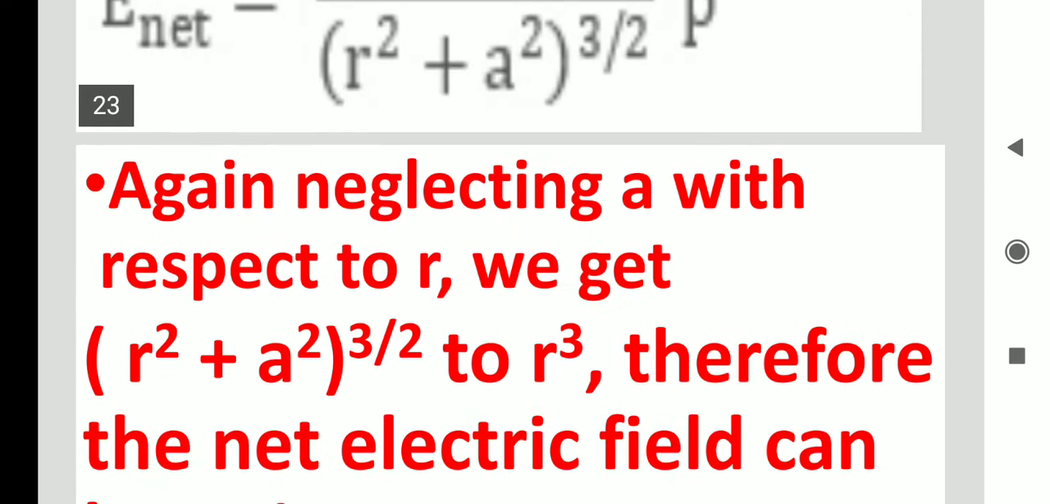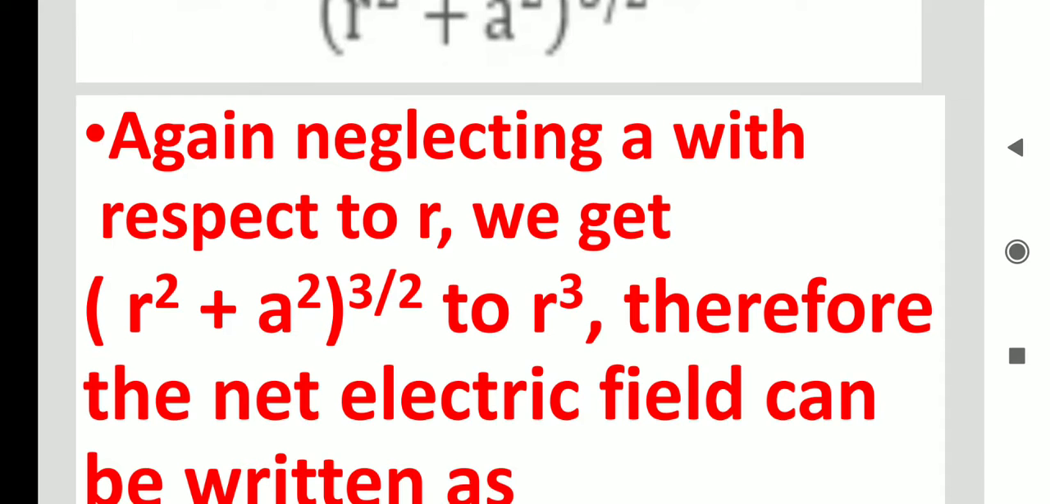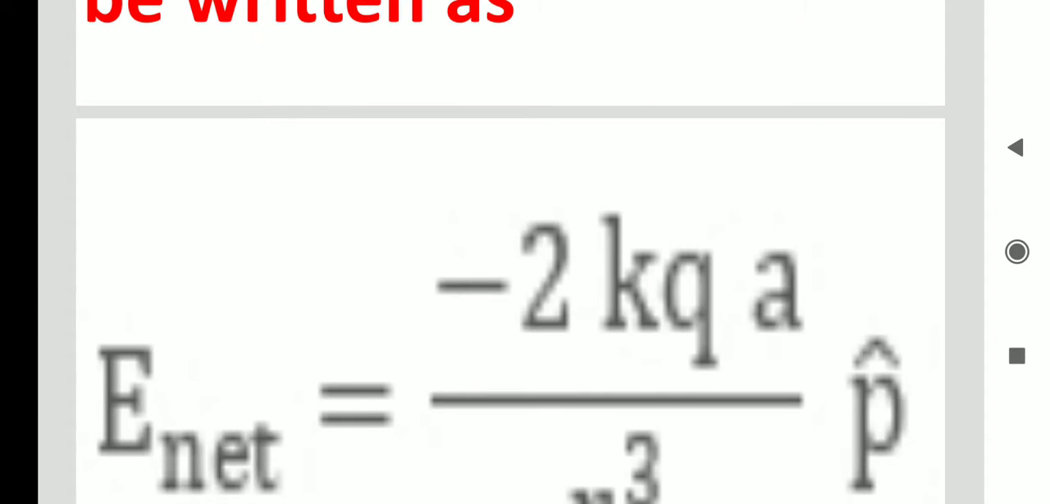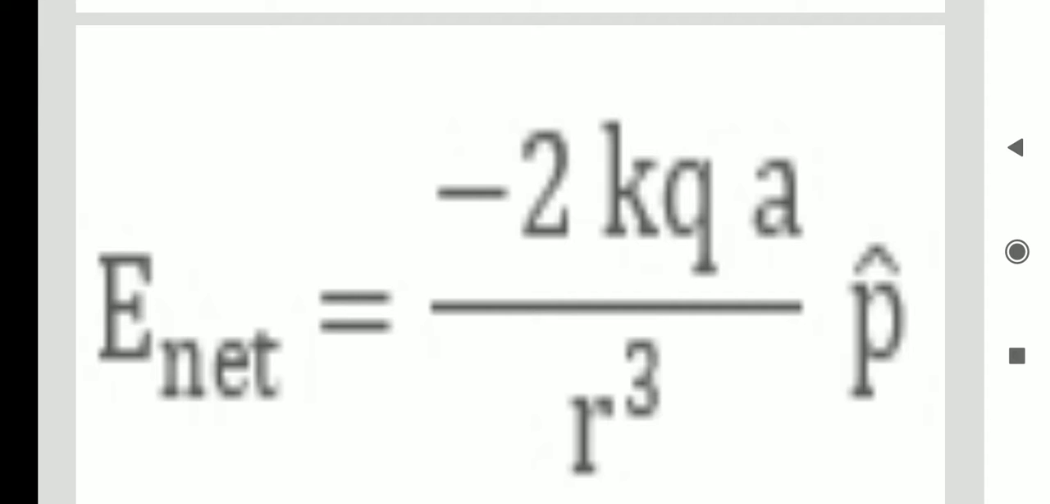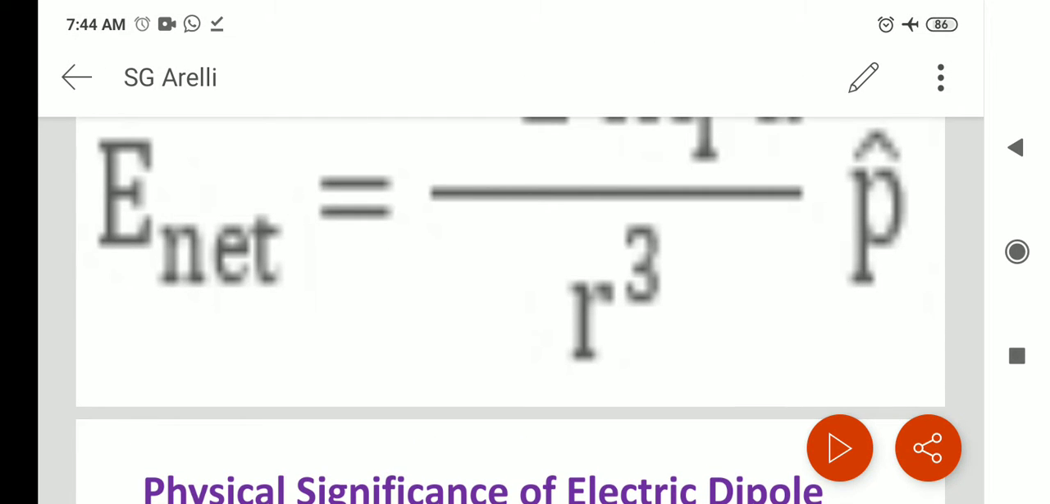So again, the same thing we did in the previous slide. Similarly, neglecting the value of a, why? Because the value of a is very small compared to r, that's the reason we are neglecting it. Therefore (r square plus a square) to the power 3 by 2 can be considered as r cube. Therefore the net electric field can be written as minus 2kqa by r cube into p cap. So that's about the equatorial concept.